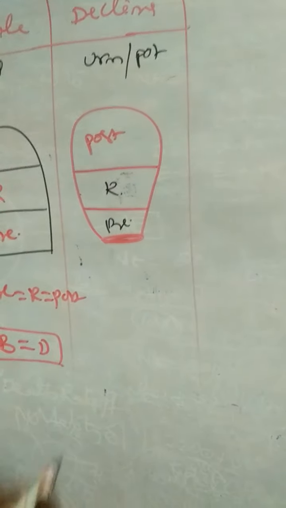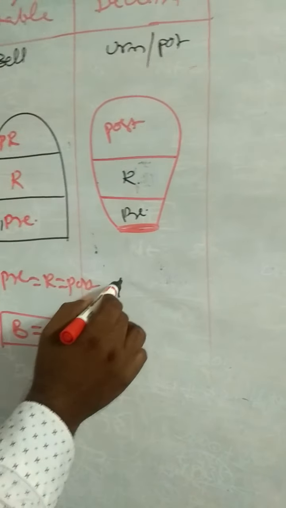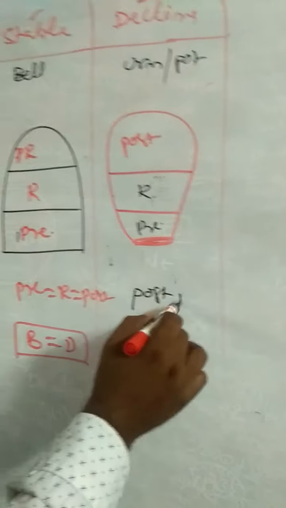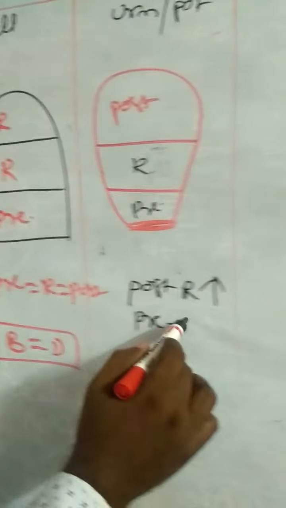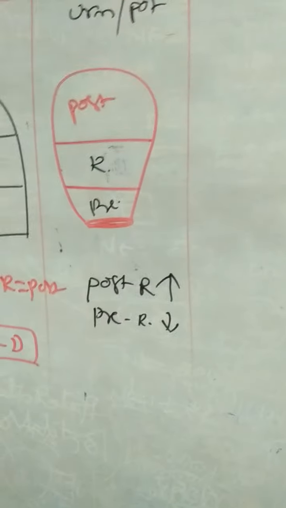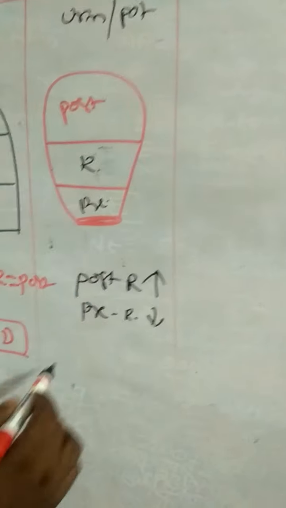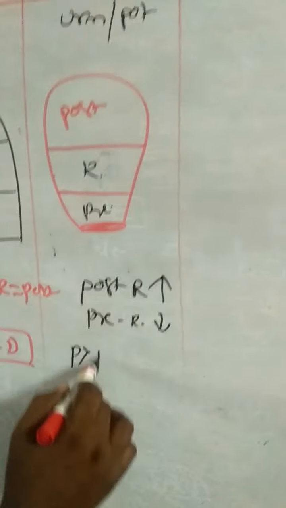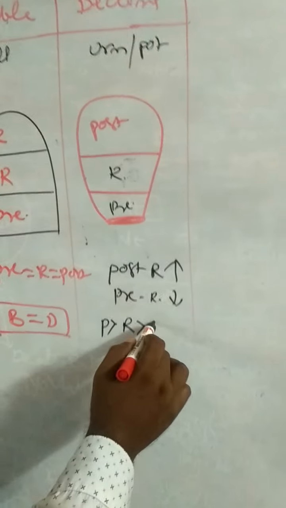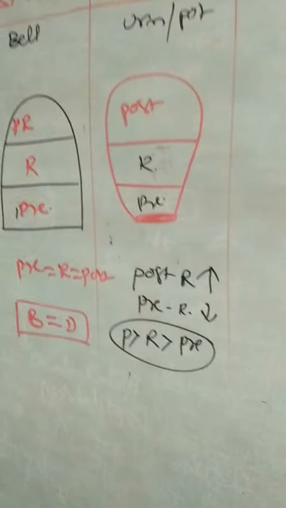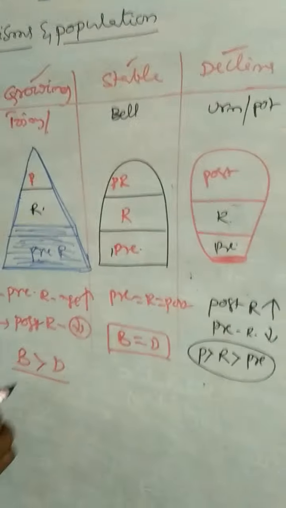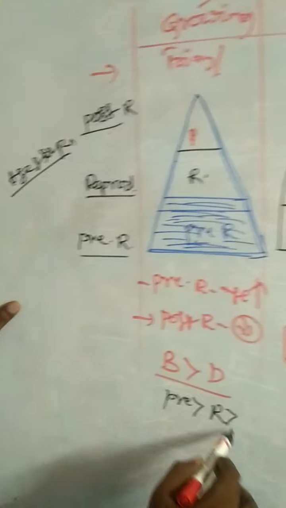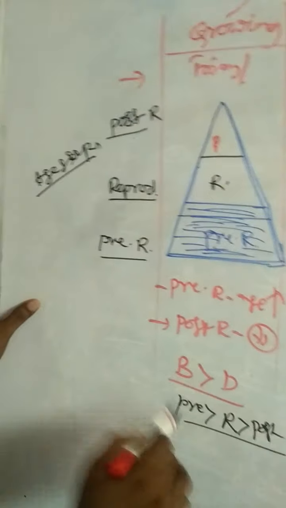In decline population, post-reproductive age groups are more in number and pre-reproductive age groups are less in number. So first place post-reproductive, second place reproductive, third place pre-reproductive age group. Size of the population, here all are equal. In case of growing population, first place pre-reproductive, second place reproductive, third place post-reproductive age group.